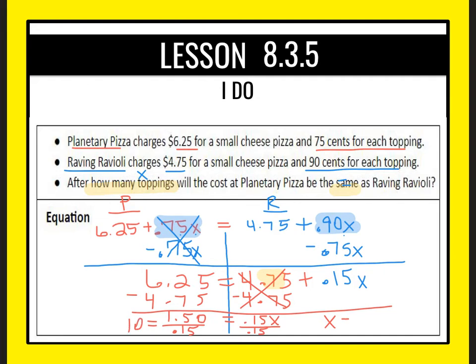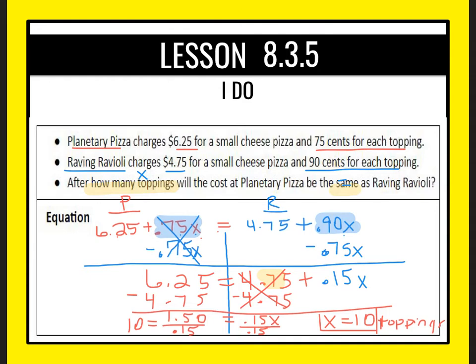All right, so here again, what does that represent? There you see it again. This is your 10 toppings, right? So this says that at 10 toppings, everything is going to cost the same. So I want you to understand that I can take this solution of 10 and type it into my calculator. I can put 6.25 plus 75 cents x, 75 cents times 10, and I'm going to get $13.75 on both sides. But you already saw that on your table.